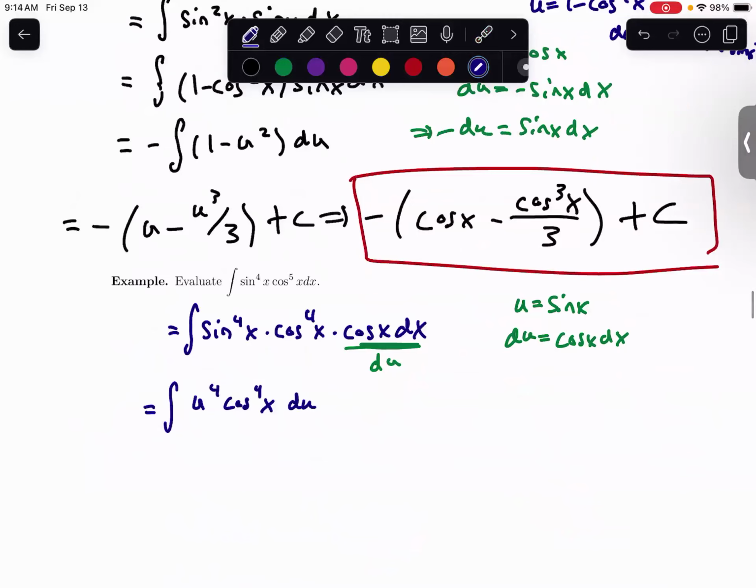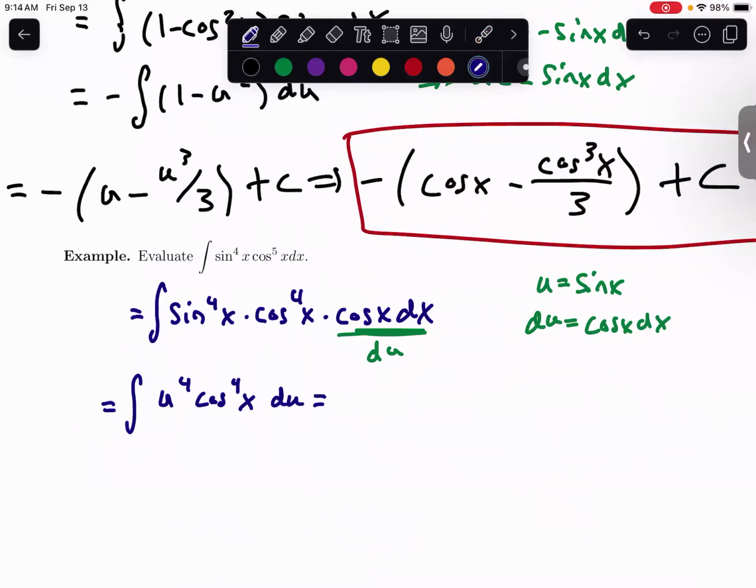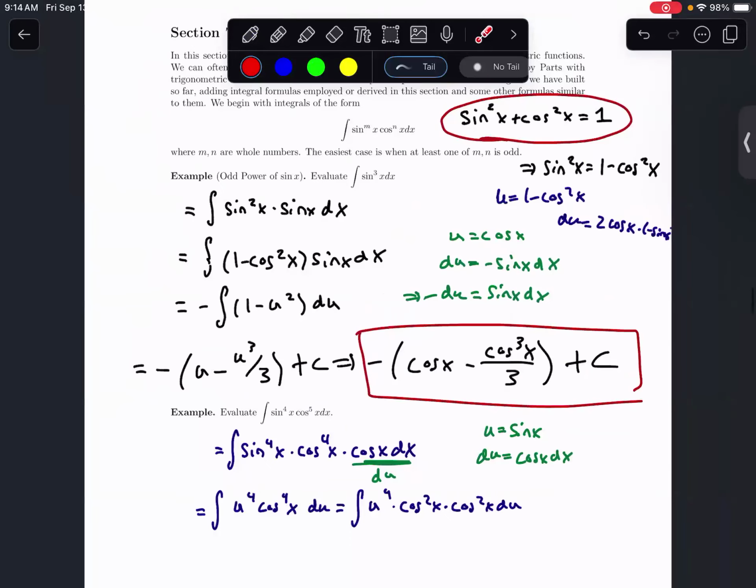And so another way of writing this, I don't know if this makes things more confusing or not, but this is the same thing as u to the 4th power times cosine squared of x times cosine squared of x times du. And then we know from this Pythagorean identity that cosine squared is the same as 1 minus sine squared.